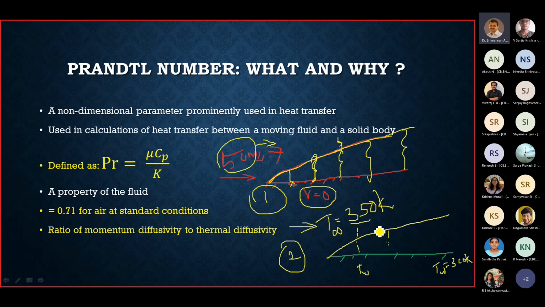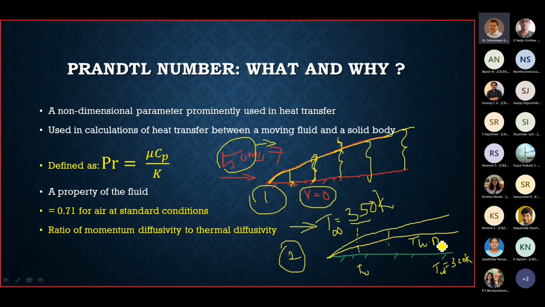Now the question is, what is going to be the thickness in which you achieve that 350, or close to that, say 0.9 times it? That thickness is the region in which the thermal gradient is high. In the case of the boundary layer, we consider the region where momentum exchange is taking place. Here, thermal energy exchange is taking place, and the region through which it happens is usually referred to as the thermal boundary layer.